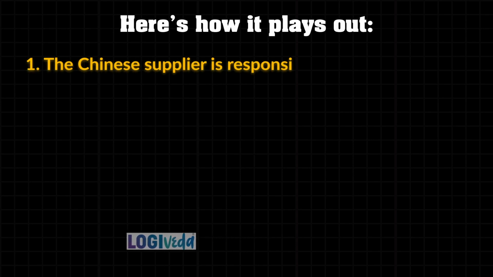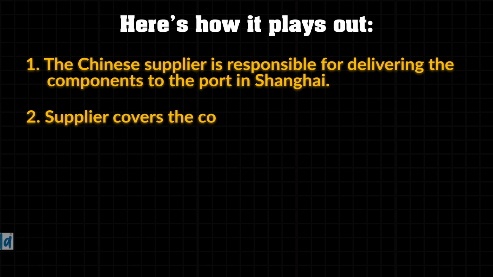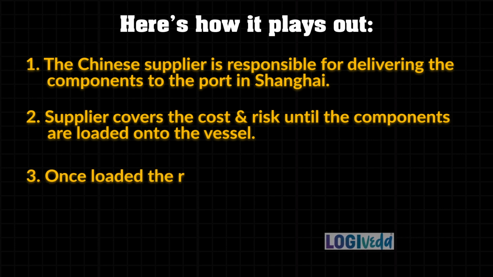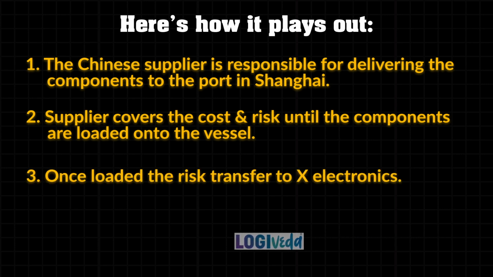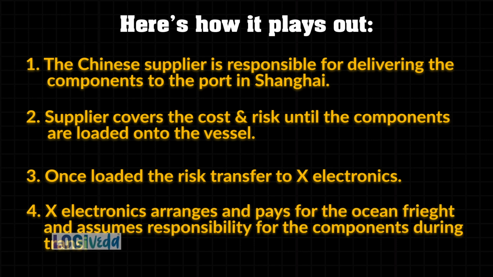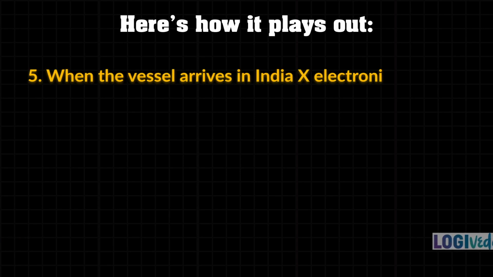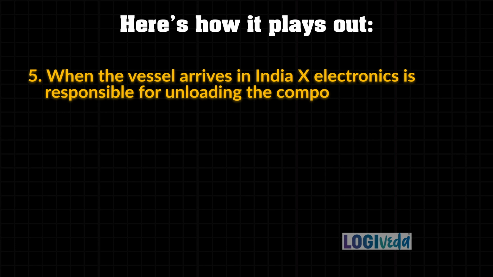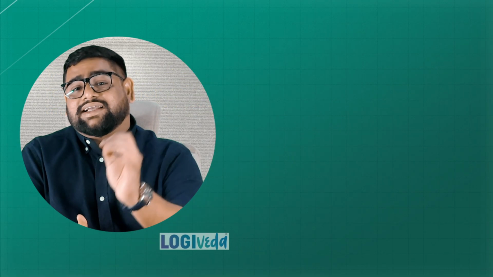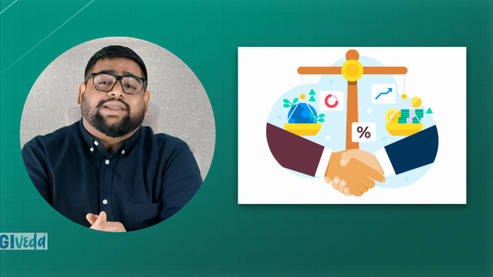First, the Chinese supplier is responsible for delivering the components to the port in Shanghai. The supplier covers the cost and risk until the components are loaded onto the vessel. Once loaded, the risk transfers to X Electronics. X Electronics arranges and pays for the ocean freight and assumes responsibility for the components during transit. When the vessel arrives in India, X Electronics is responsible for unloading the components and paying any subsequent transport or customs duties.